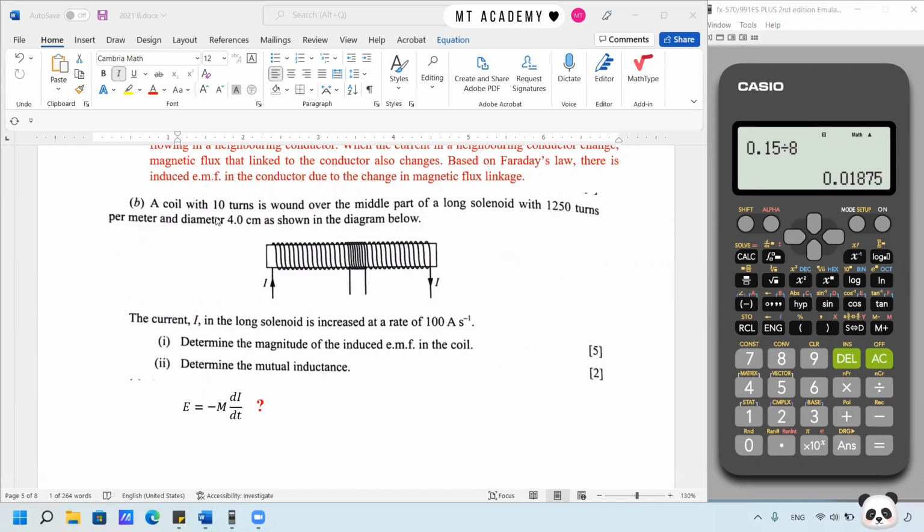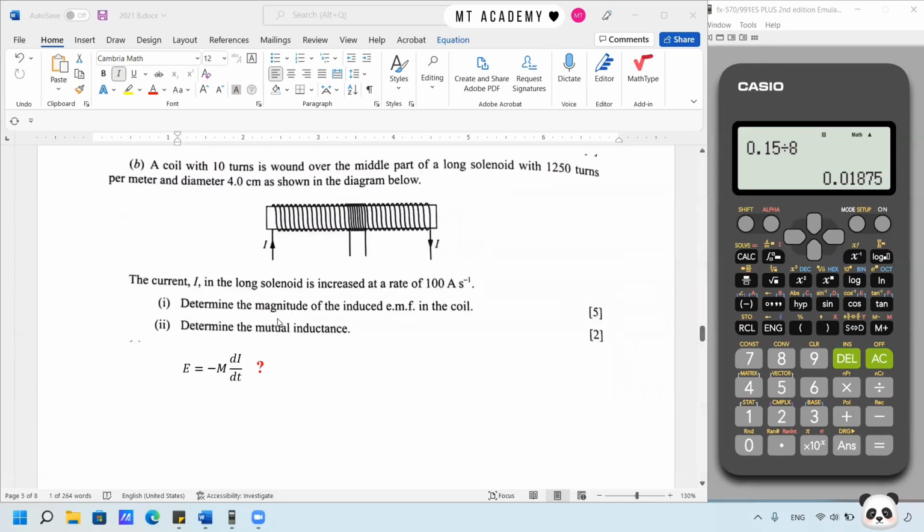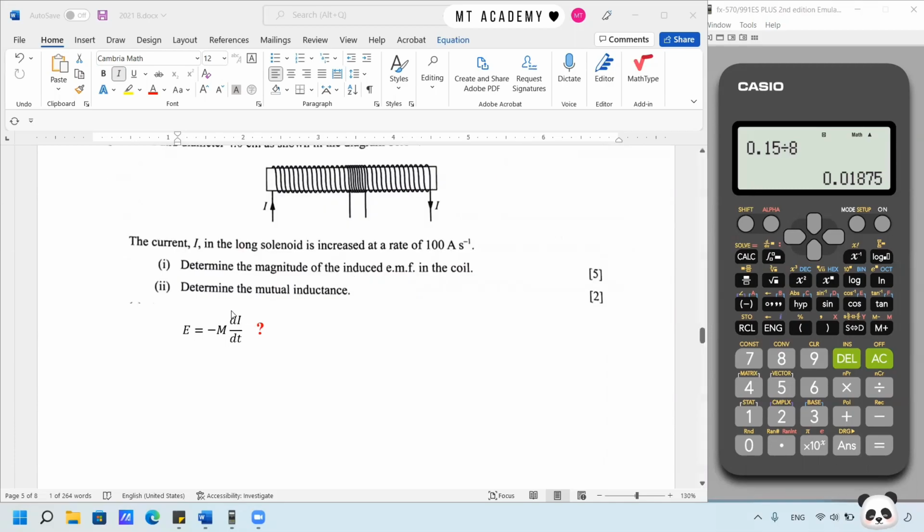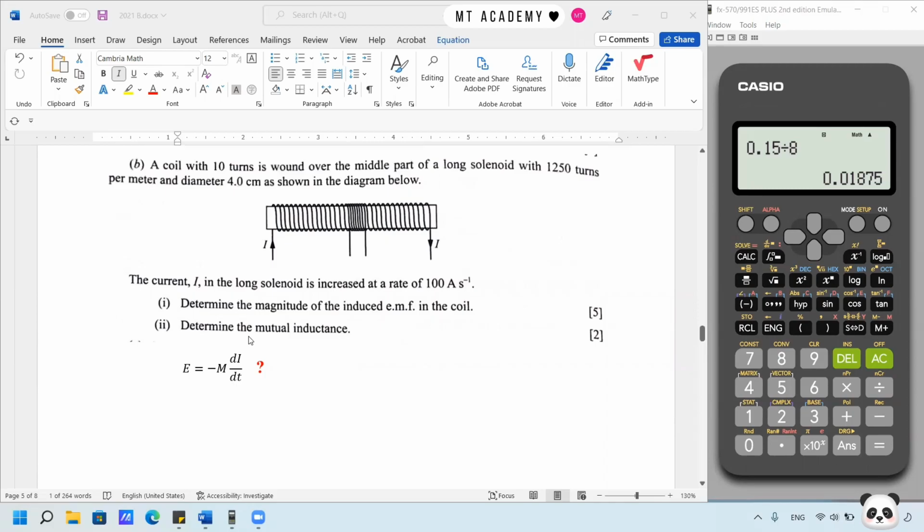So we have the diameter and we can calculate the area. The current in the long solenoid is increased at the rate of 100 amperes per second. The first question is to determine the magnitude of the induced EMF, and then we're going to determine the mutual inductance. We learned that E is equal to negative M dI/dt. However, we don't have the mutual inductance, and it should only be solved in question number 2.